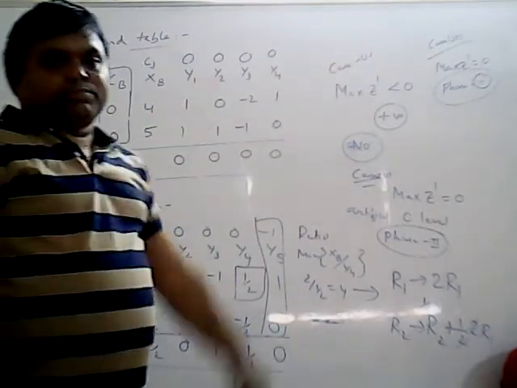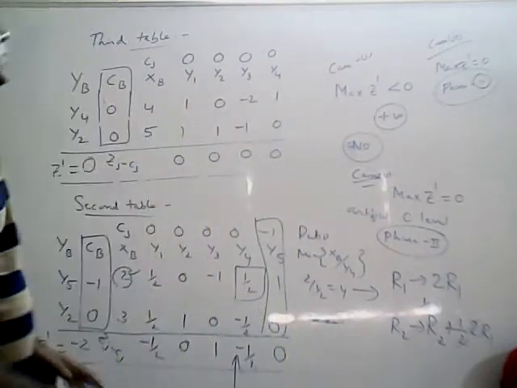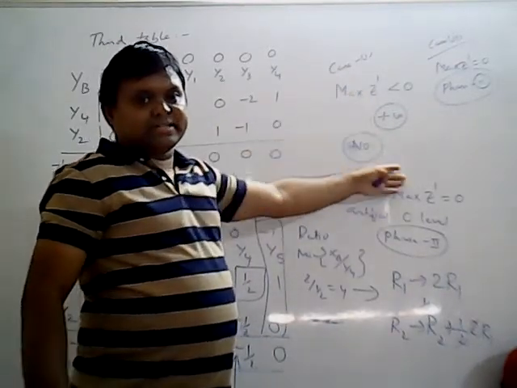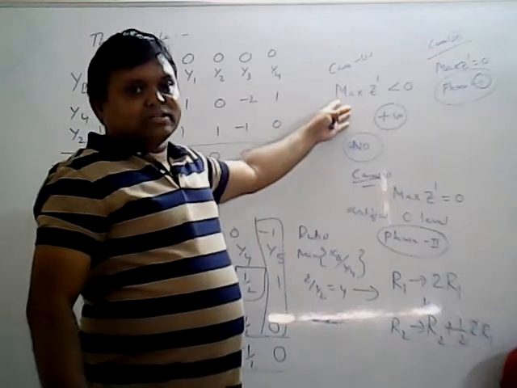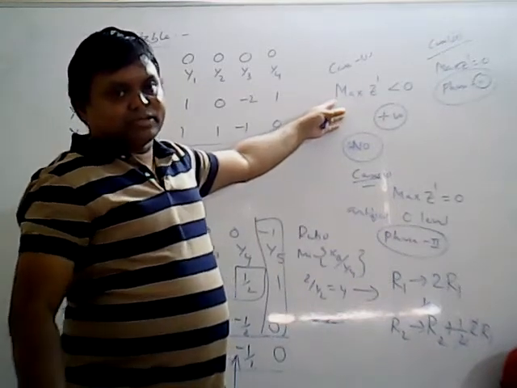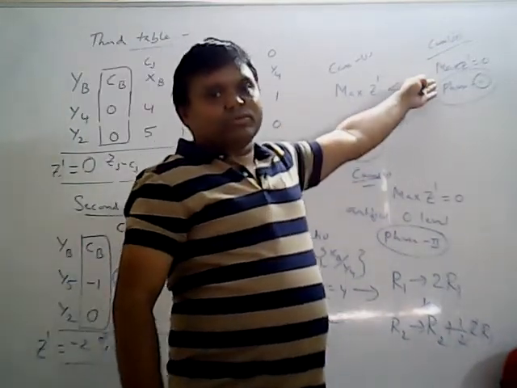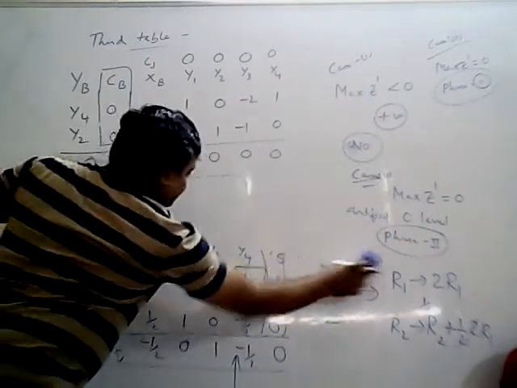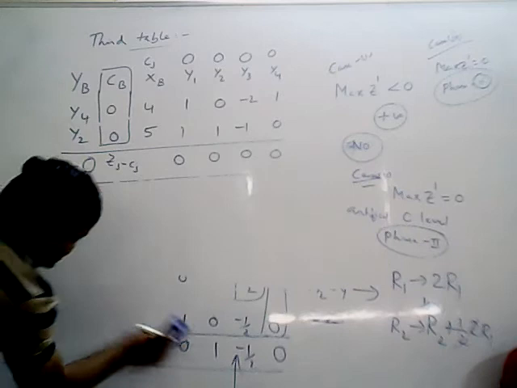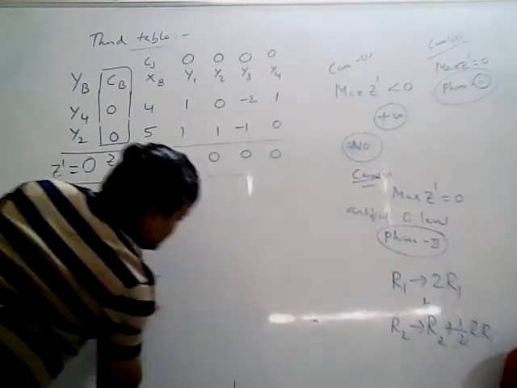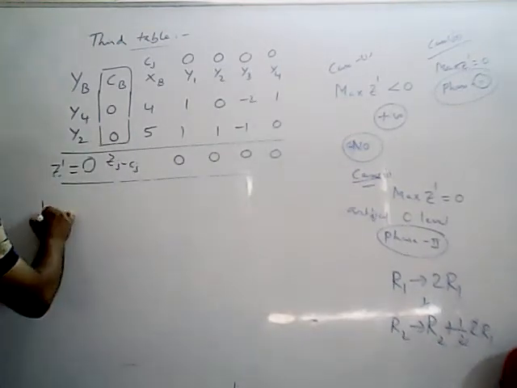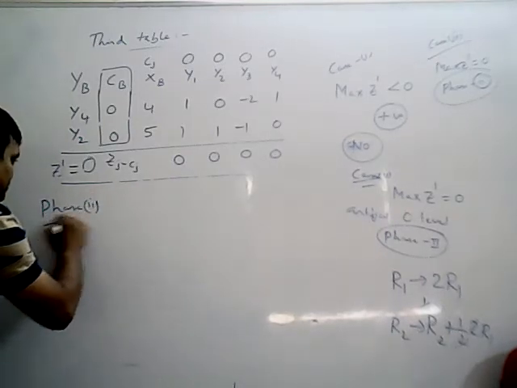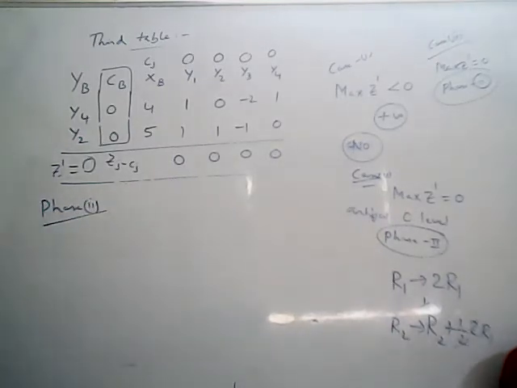Now put the heading phase 2. It is there in the procedure, I have given the procedure. These are the three cases. Case 1: the given LPP does not possess any feasible solution. Case 2 and case 3 will go to phase 2. So right now, phase 2. Alright, in phase 2, what will you do?